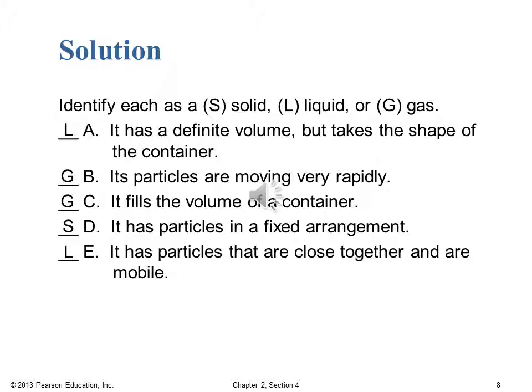D, it has particles in a fixed arrangement. That would be S, solid, because ordinarily for crystalline solids you have a crystal lattice with a very fixed arrangement, just some vibrations but not a lot of movement within the lattice. And then E, it has particles that are close together and are mobile. Well, the close together could be solid or liquid, but the fact that these are mobile particles, they can flow around each other, means that it must be L, a liquid. So hopefully that went well for you. If not, again, try additional problems, homework problems, and chapter problems. If you're still stuck on these solid, liquid, gas properties, please get in touch and I'll see what I can do.